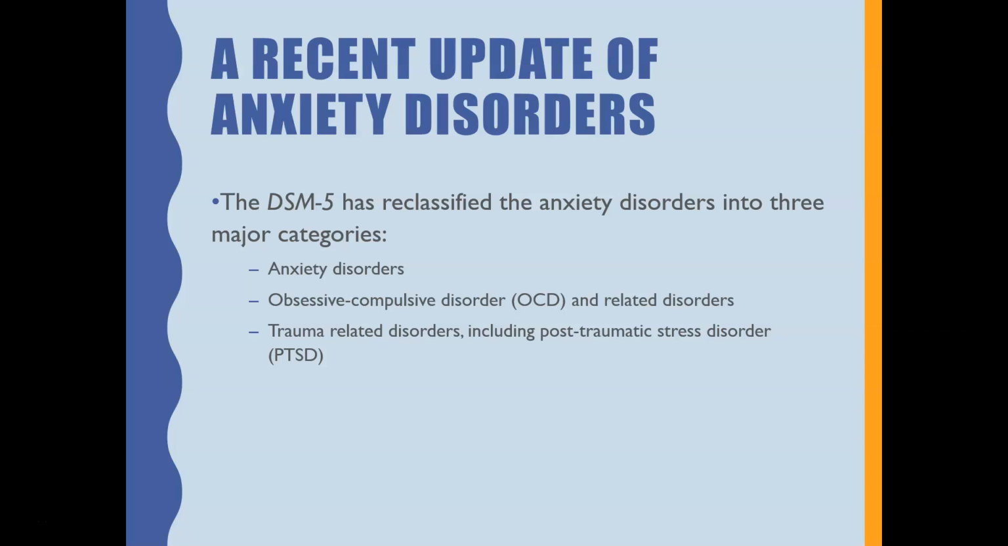There has been a recent update of anxiety disorders. As I mentioned, as of the DSM-5, they have reclassified anxiety into three major categories. First of all, there are your anxiety disorders such as generalized anxiety disorder, panic disorder, phobias, and things like that. We have obsessive-compulsive disorder, which is often considered more of an impulse control disorder, as well as other related disorders. And then we have trauma-related disorders, including post-traumatic stress disorder.